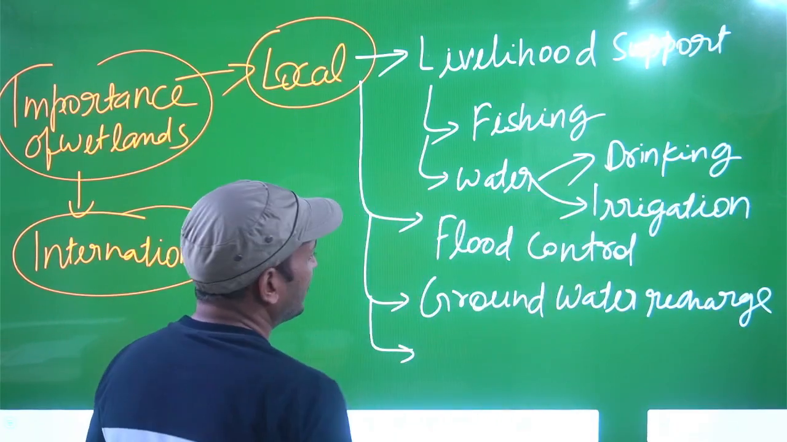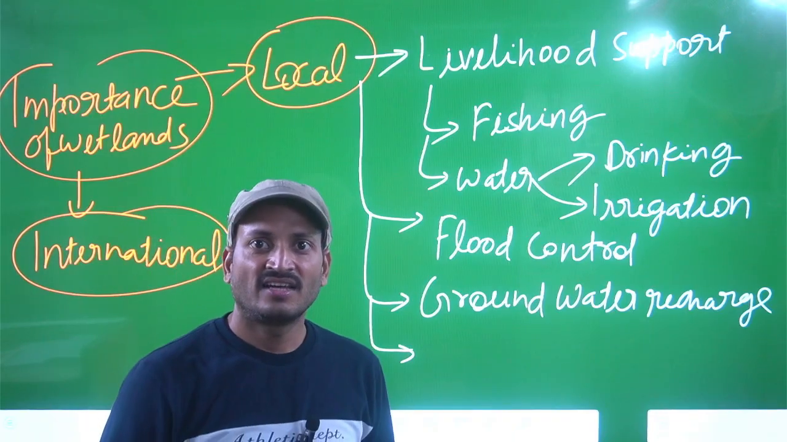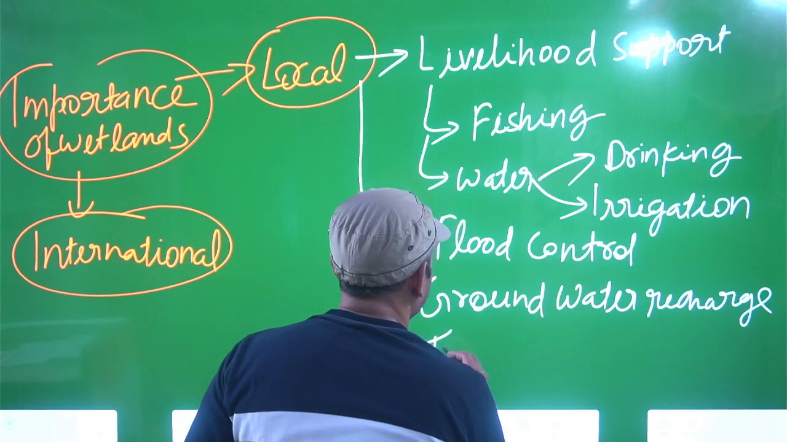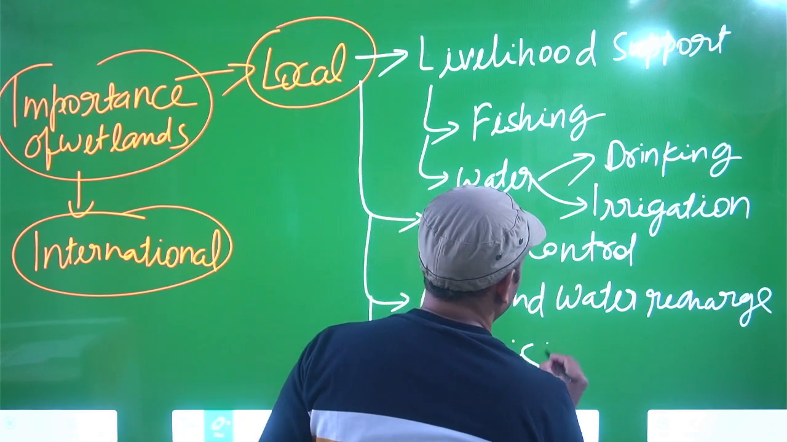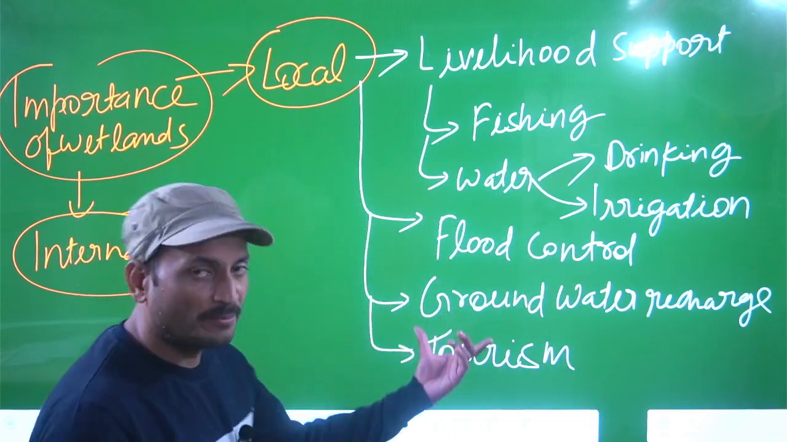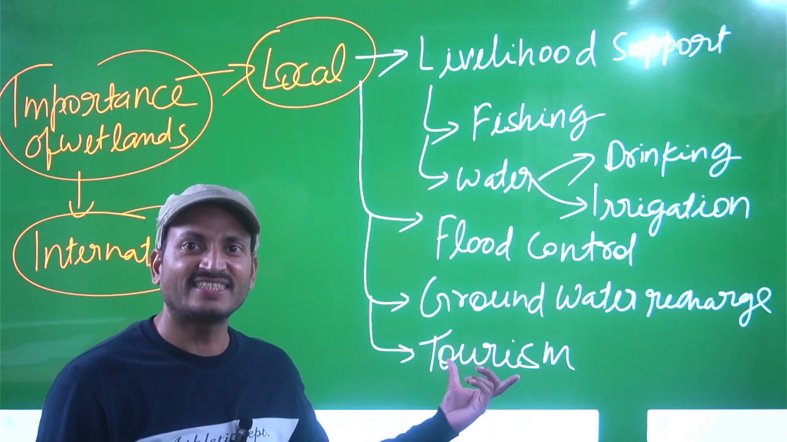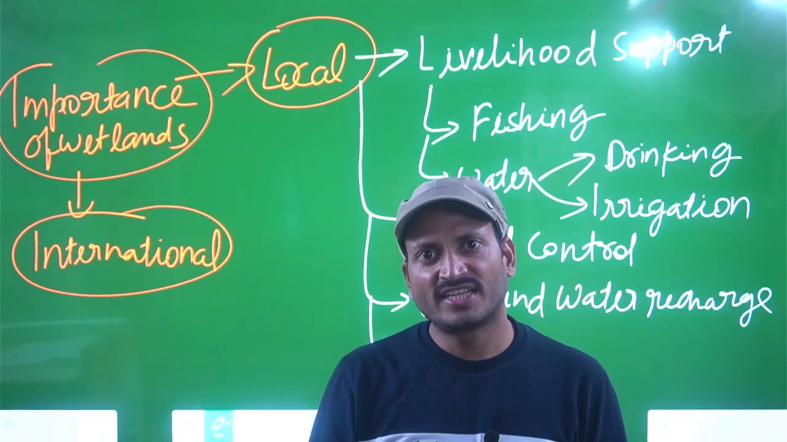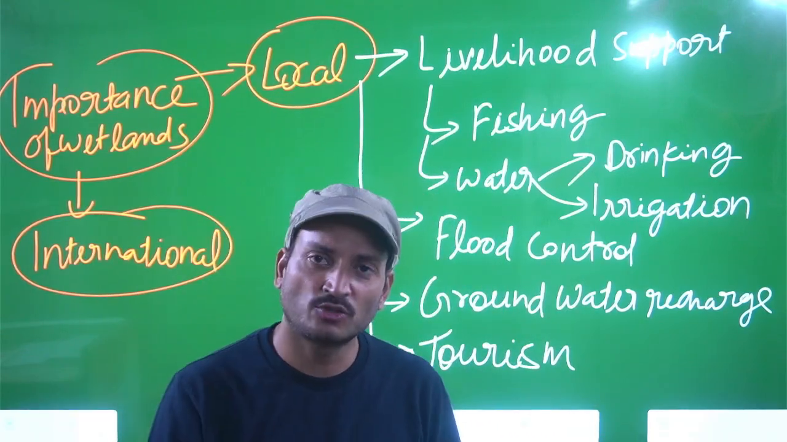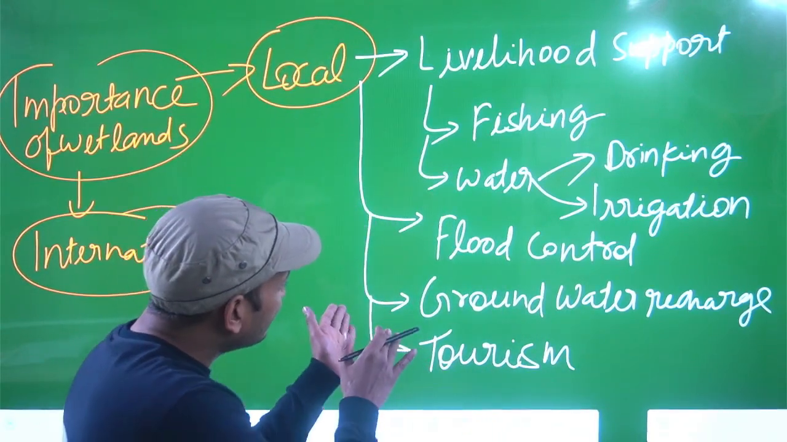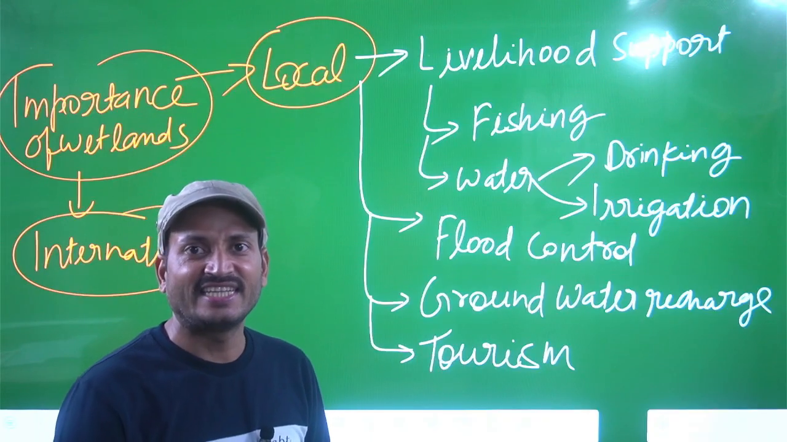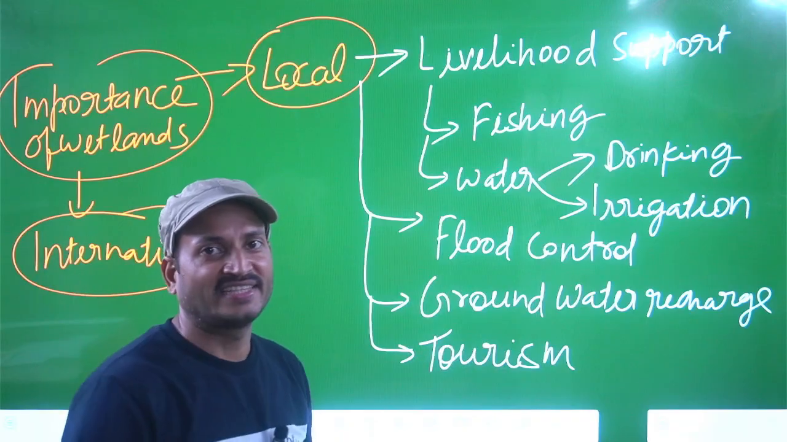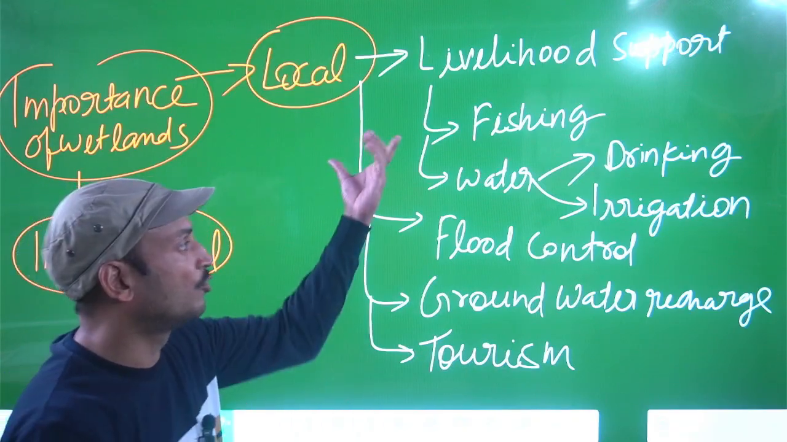And one of the most important aspects of the wetlands for the local community is tourism. Because from tourism, the local communities get money. Indirectly, they sell their products to the tourists. They provide homestays to the tourists. So by those means, the local communities earn their bread. So these are the basic importances of a wetland for the local community.